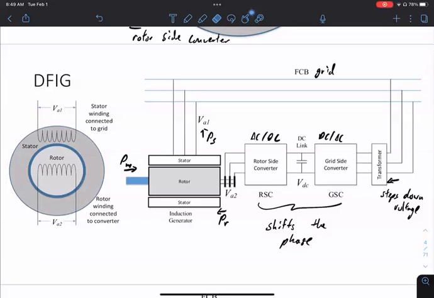So just to get an idea of the different power flows, how much power do you think flows through this path versus this path? What is the proportional power flow between these two?